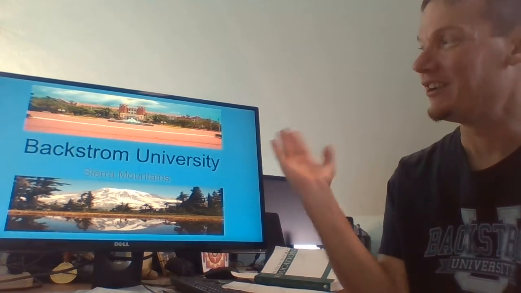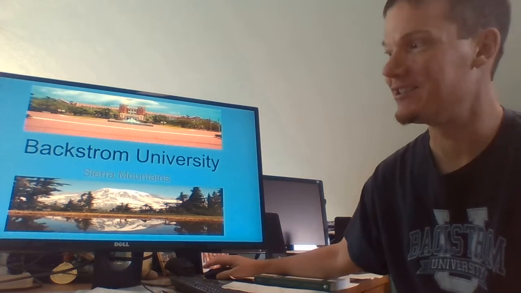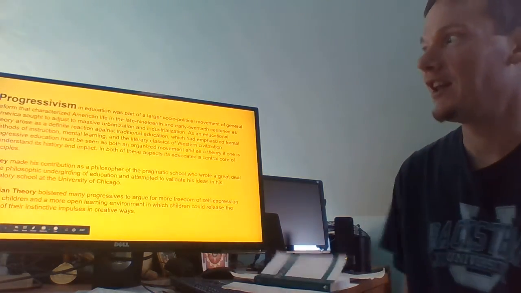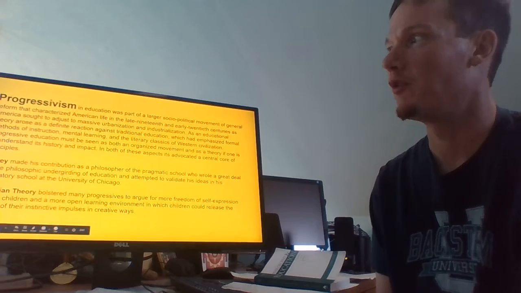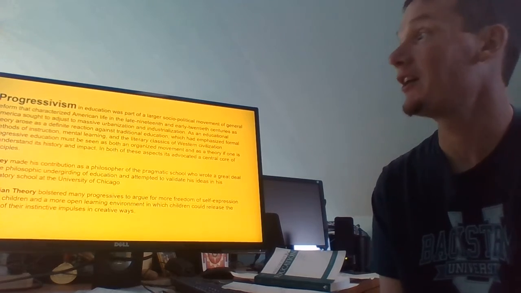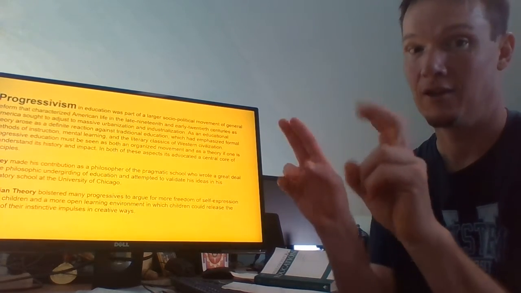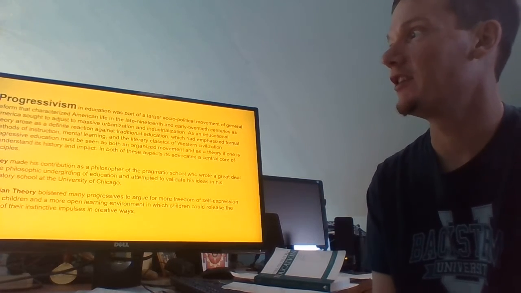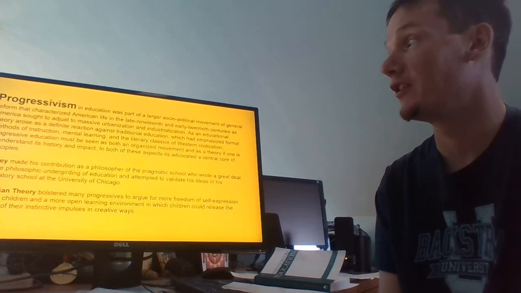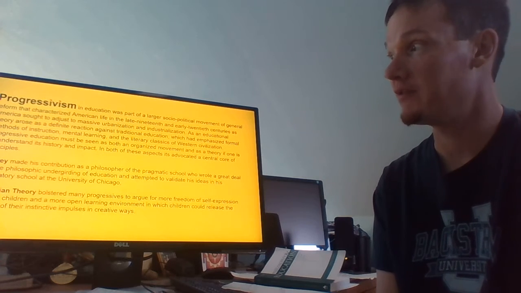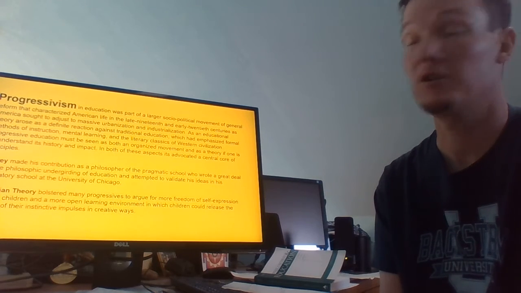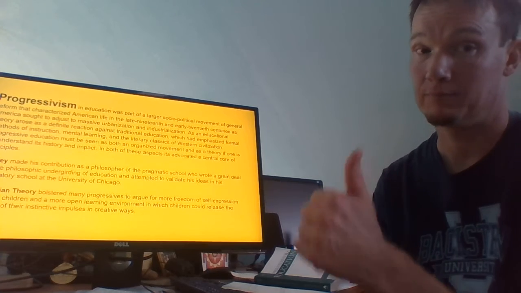Backstrom University, very nice campus, as you can tell. Our mascot is the Sierra Mountains, and we are a school based on progressivism. So progressivism in education was part of a larger social political movement of general reform that characterized American life in the late 19th and early 20th centuries as America sought to adjust to massive urbanization and industrialization, the big boom, and as educational theory arose as a definite reaction against traditional education, which had emphasized formal methods of instruction, mental learning, and the literary classics of Western civilization. Progressive education must be seen as both an organized movement and as a theory if one is to understand its history and impact.